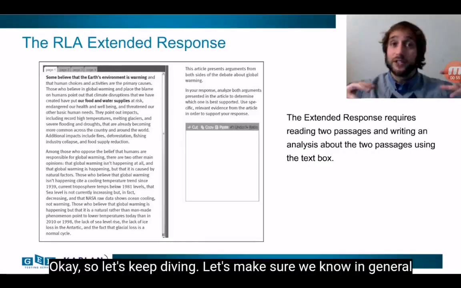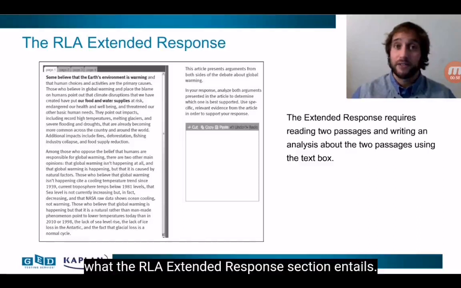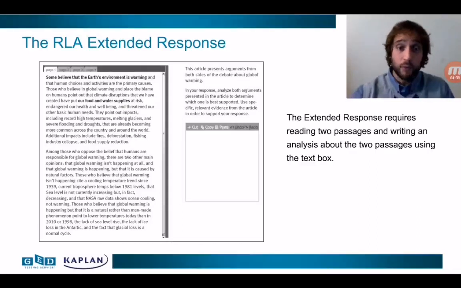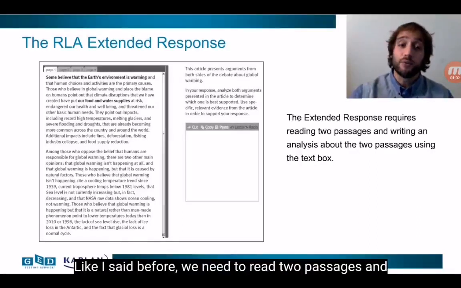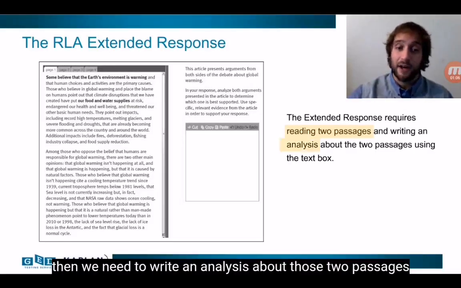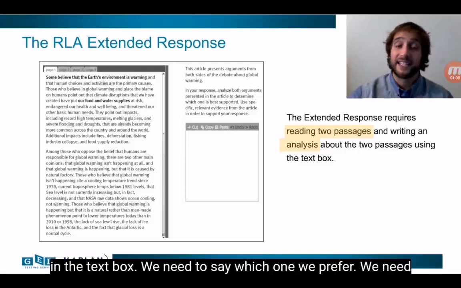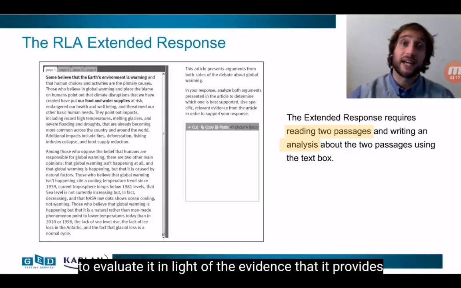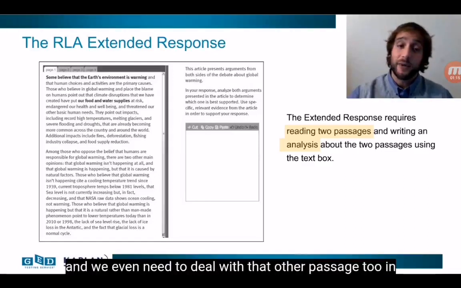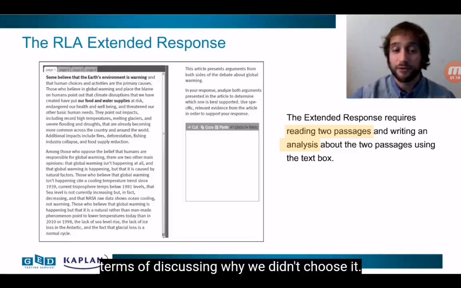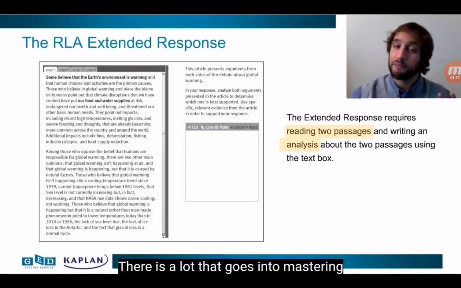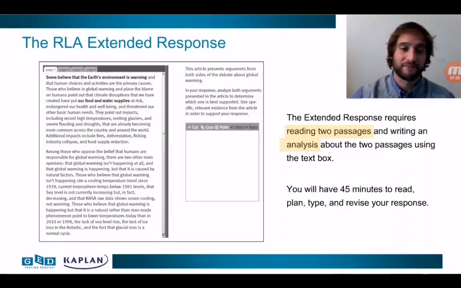Let's make sure we know in general what the RLA extended response section entails. Well, like I said before, we need to read two passages, and then we need to write an analysis about those two passages in the text box. We need to say which one we prefer. We need to evaluate it in light of the evidence that it provides. And we even need to deal with that other passage too, in terms of discussing why we didn't choose it. There's a lot that goes into mastering this extended response section.